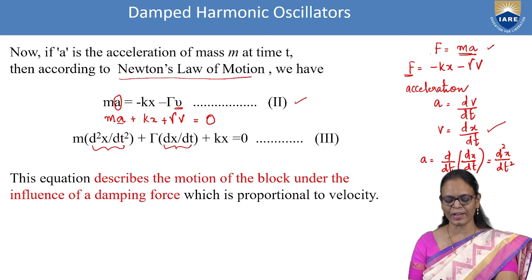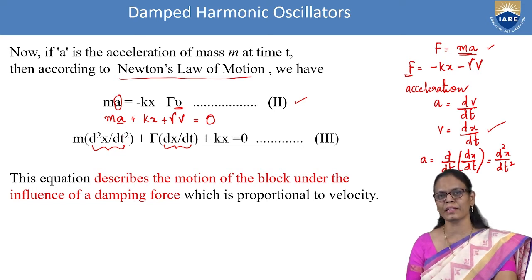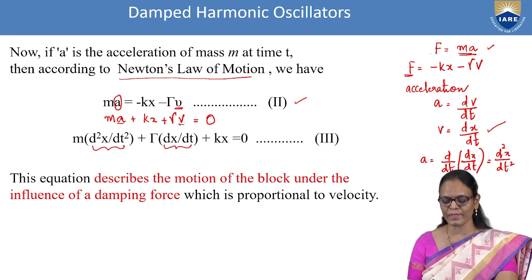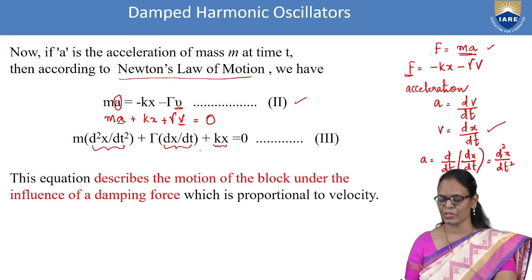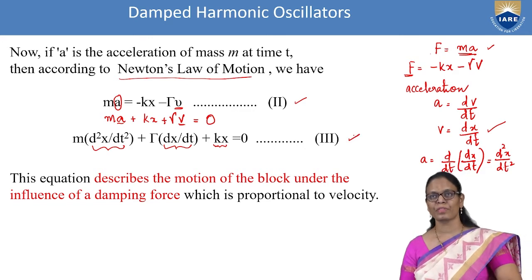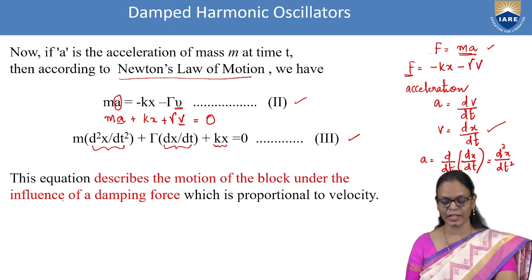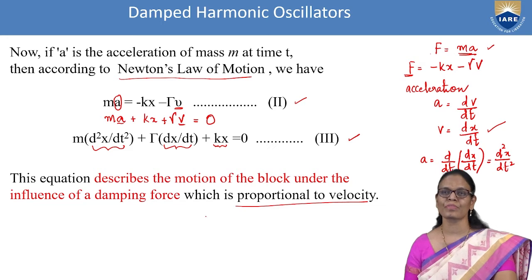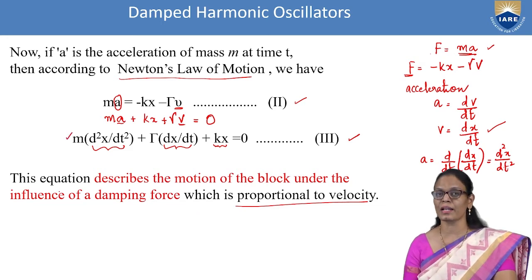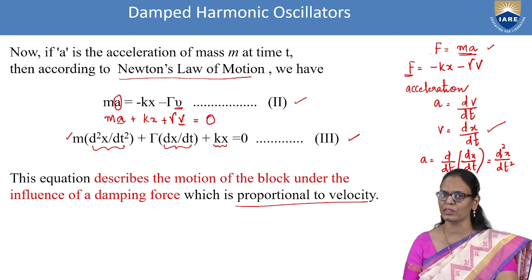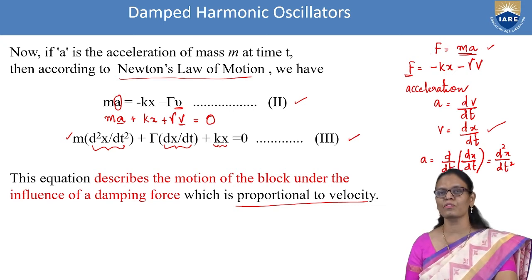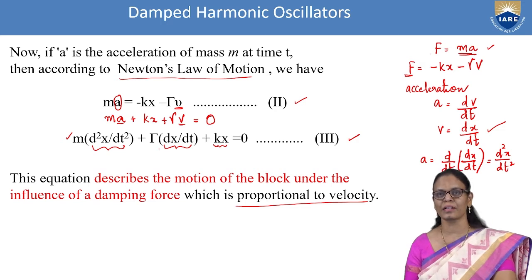So here for a we have substituted d square x by dt square, and for v we have substituted dx by dt, and kx term remains the same. So this is equation 3. Now this equation describes the motion of the block under the influence of damping force, which is proportional to velocity. It is also including the damping forces that are acting on the system. One is the restoring force and the other one is the damping force.